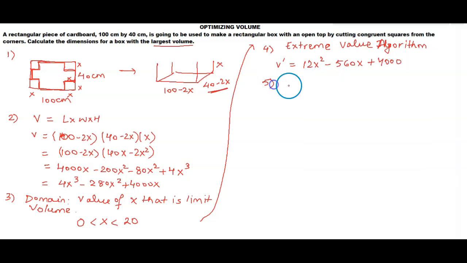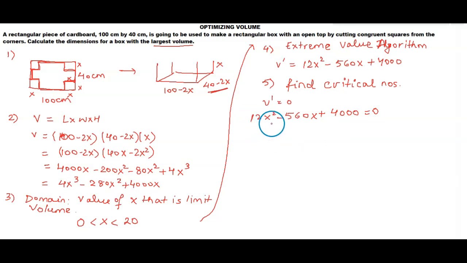Our next step is to find critical numbers. So we are finding the critical numbers here. And how do we find critical numbers? We put the first derivative equal to 0. So if I put my first derivative equal to 0, I can clearly see my first derivative is nothing but a quadratic equation. And if I put it equal to 0, either I'm going to do quadratic formula or I'm going to use factoring. It's always better to use quadratic formula.